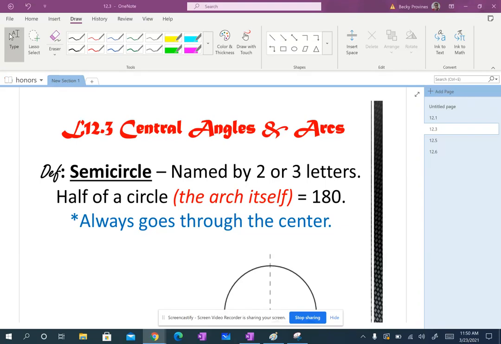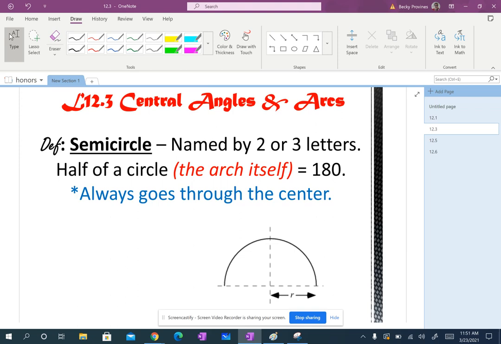Hi, today is 12.3, central angles and arcs. We're going to start today with the semicircle. Now, the main thing about today is we're going to learn how to name all of this new stuff, okay? So you probably know a semicircle is just half of a circle, which is 180 degrees.